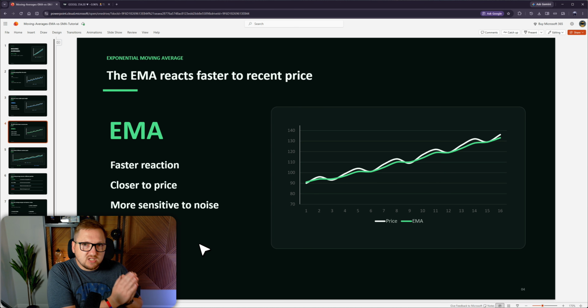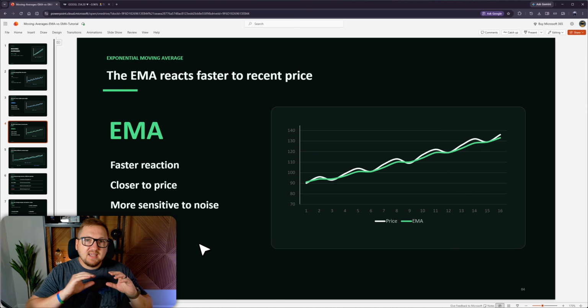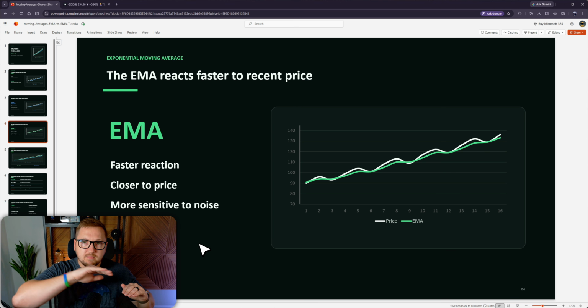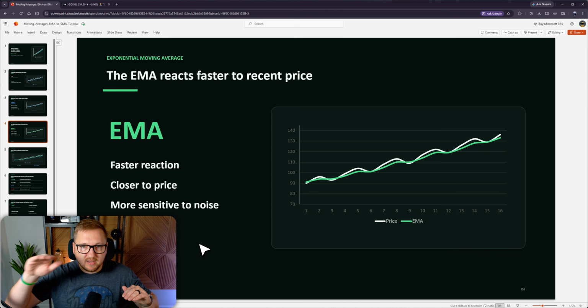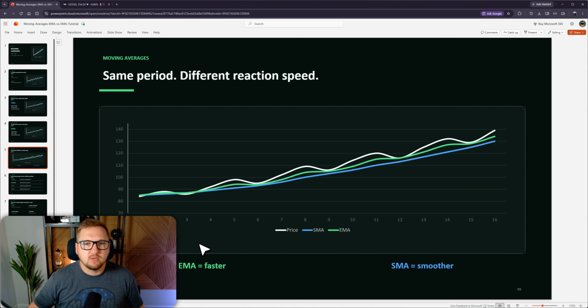The simple moving average is going to take equal weighting across all 50 days. The EMA is going to take lesser weighting on farther away days, so 50, 40, 30 days ago compared to the last 10, 20, 30 days, right? It's going to put more weighting into more present time. Okay, now that we got that out of the way, you see same period, different reaction speeds. This is exactly why you have SMAs and EMAs.